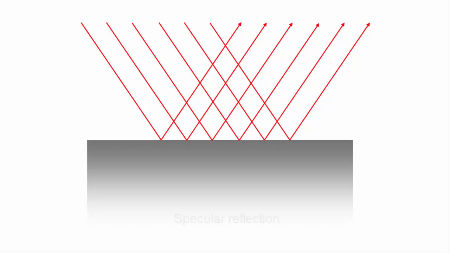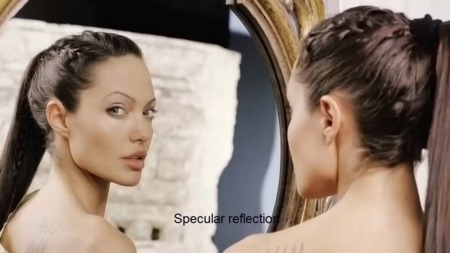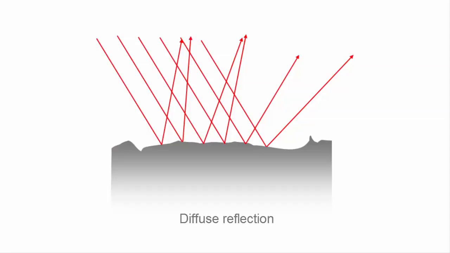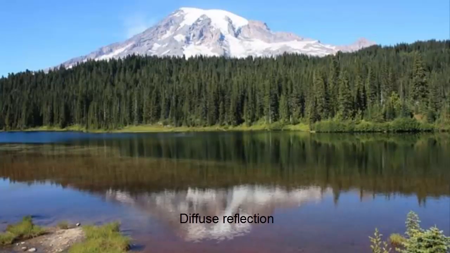Light reflected from a smooth surface is called specular reflection and produces parallel beams of reflected light as shown in the figure. This results in a sharp image in the reflection. In contrast, light reflecting off rough surfaces is called diffuse reflection and results in a blurred reflection.